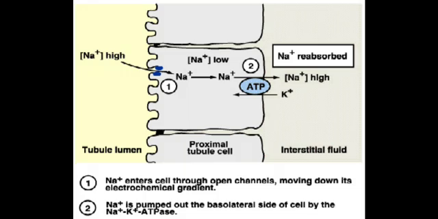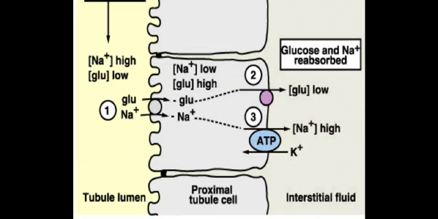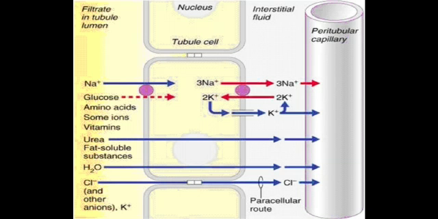Sodium enters the cell through open channels, moving down its electrochemical gradient. Sodium is pumped out of the basolateral side because of the sodium potassium ATPase pump, and sodium is high in the lumen. Sodium moves along with glucose. Glucose and sodium are reabsorbed, and thereby sodium reabsorption takes place. There is also a sodium and potassium exchange, a counter transport which happens in the capillary. Most of the reabsorption is in the proximal convoluted tubule.